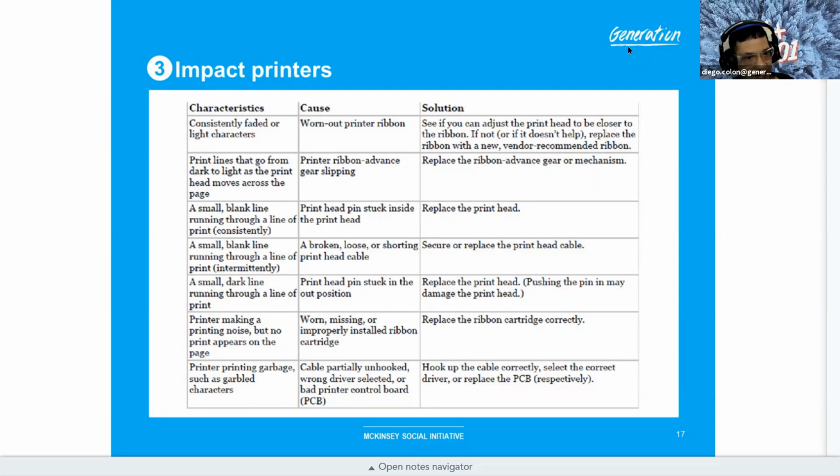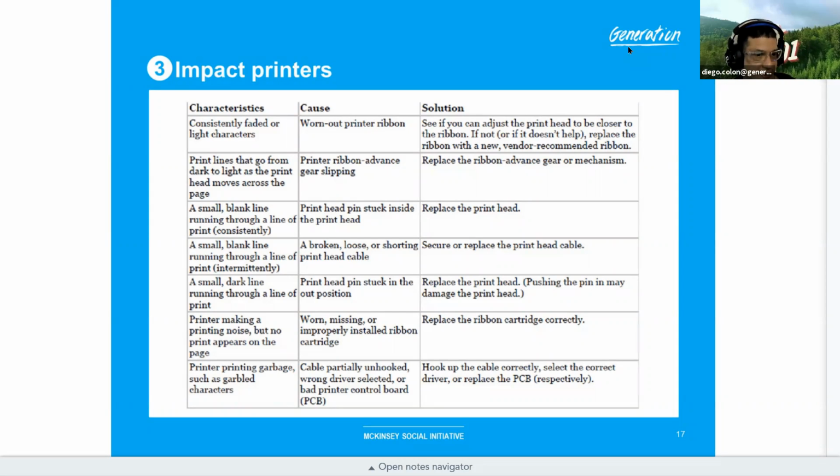Next area here we have is a small dark line running through it itself. I think we just did that, no? Yeah, we just did that. For the next one we have is dark line running through itself. Print head is stuck. Out of print. Replace the push.